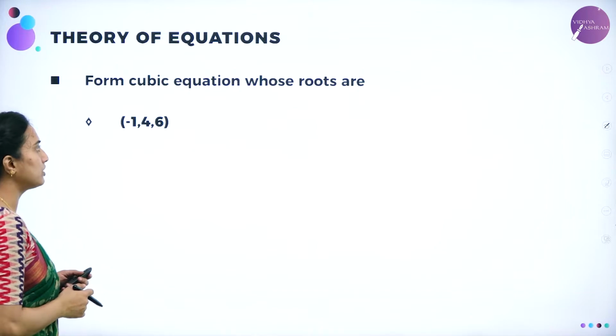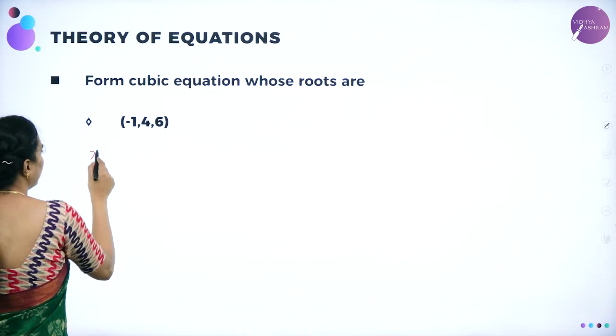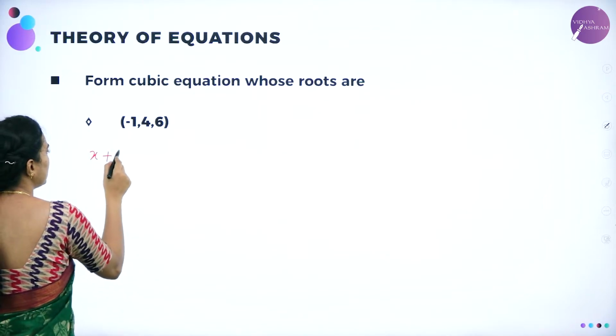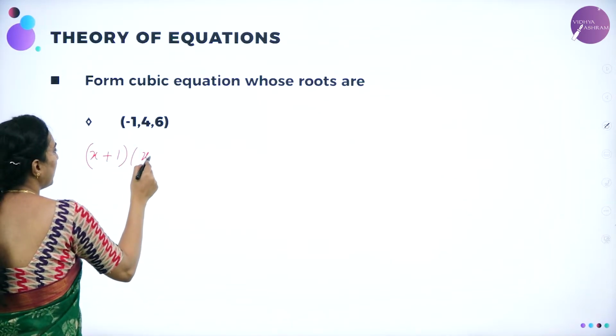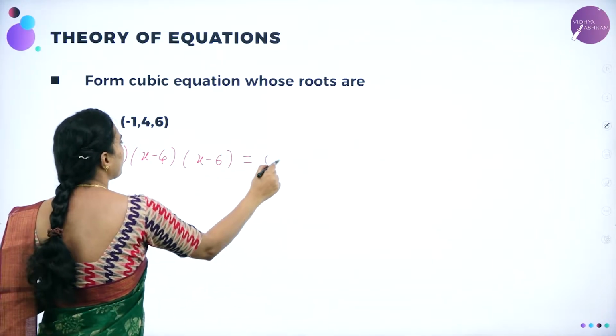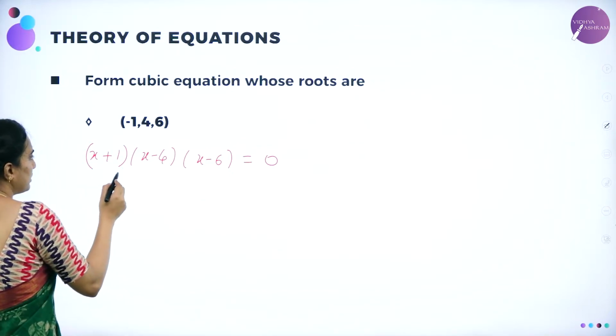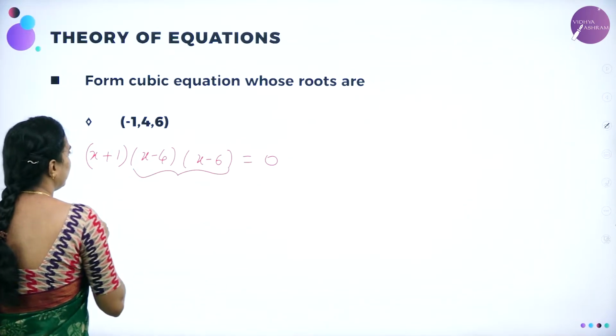Form the cubic equation whose roots are the same. You are going to get it as x minus alpha, that is x minus of minus 1, which is x plus 1, into x minus 4 into x minus 6 equal to 0. Now you are going to multiply these two first. So I am going to multiply the first, this one.